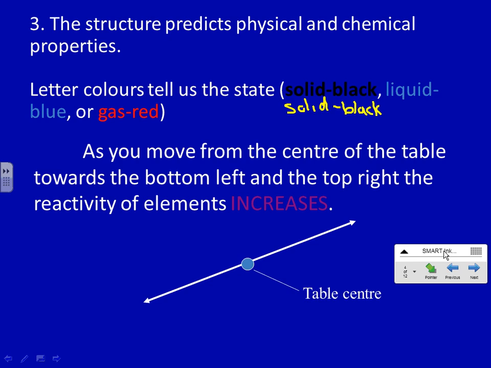As you move to the corners of the table, and the corners are not down here, but the corner is down here and up here, as you move to the corners, the chemical reactivity increases. They become more reactive, except for this group. It's a special group. We'll talk about it in a moment.